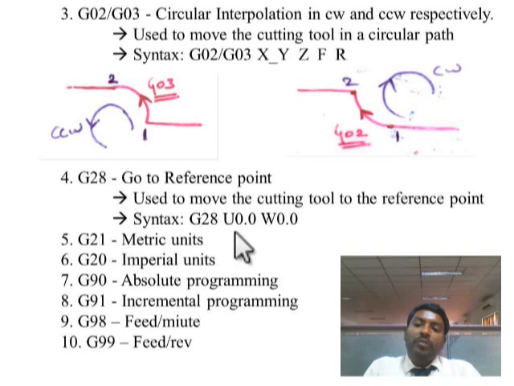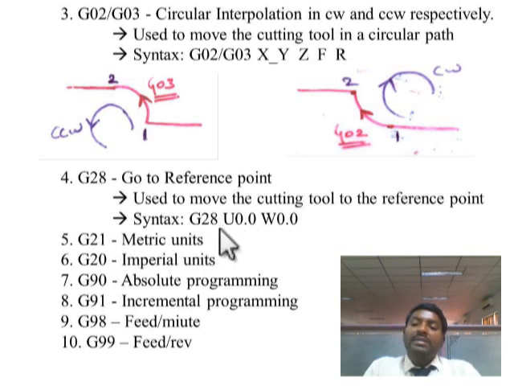So G28 should be followed by the axis portion, that is U 0.0 and W 0.0. Here when we use the G28 we have to use U and W. U is the axis which is parallel to the x-axis, and W is the axis which is parallel to the y-axis. So when we give U 0.0 and W 0.0, the tool will be instructed to go to the reference point.